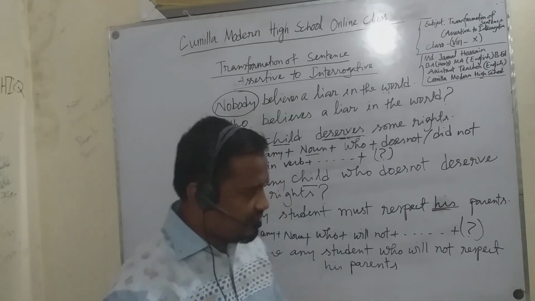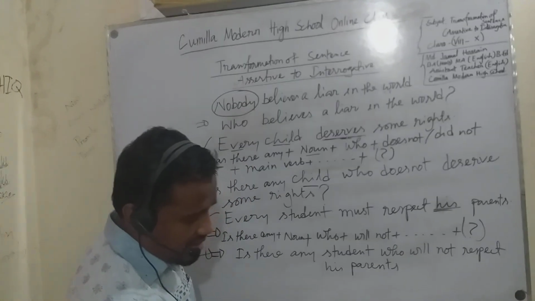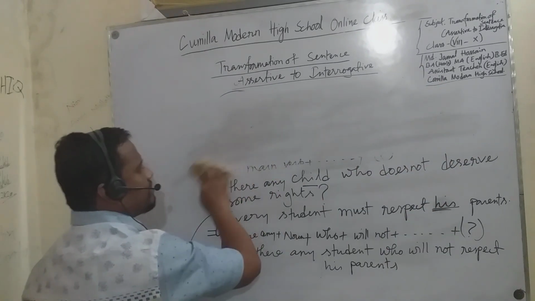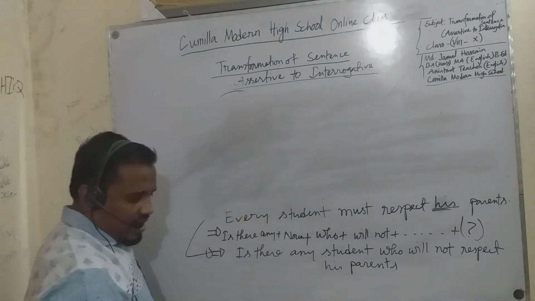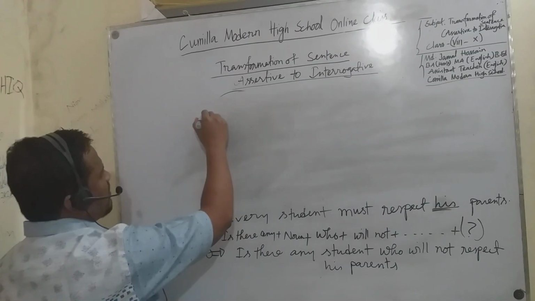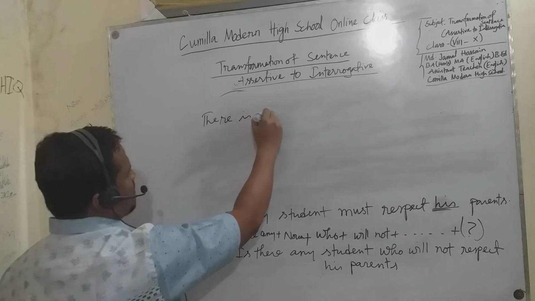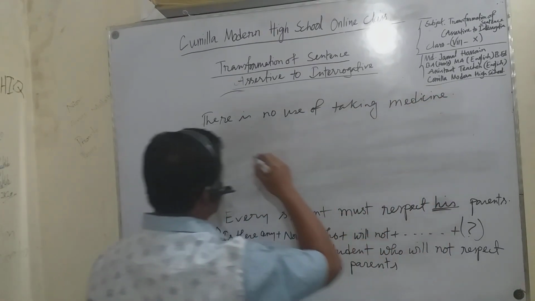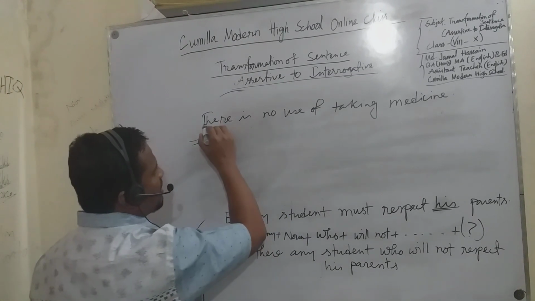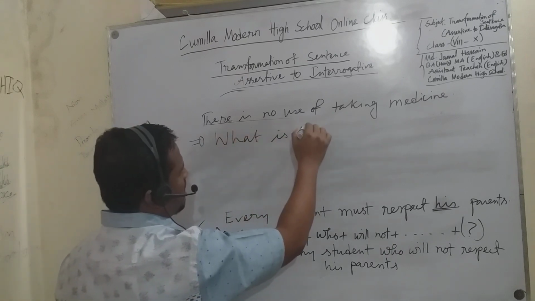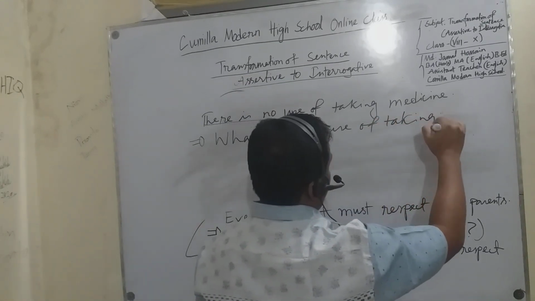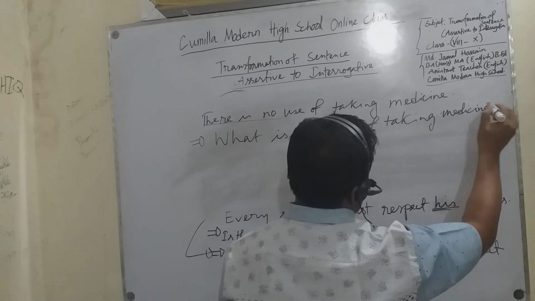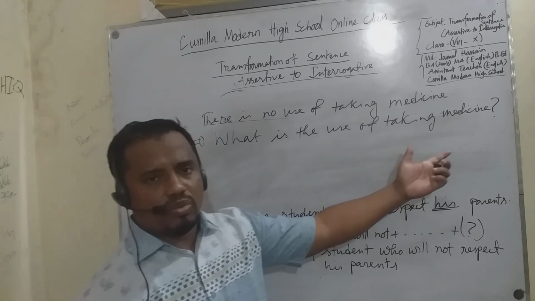I would like to give you some more examples for your better understanding. If the sentence begins with "there is no," like "There is no use of taking medicine," in place of "there is no" you will use "what is the use of": What is the use of taking medicine? At the end of the sentence you have to use a question mark. Okay.